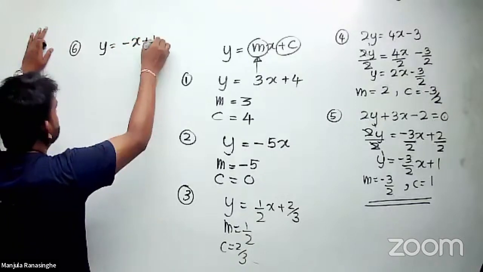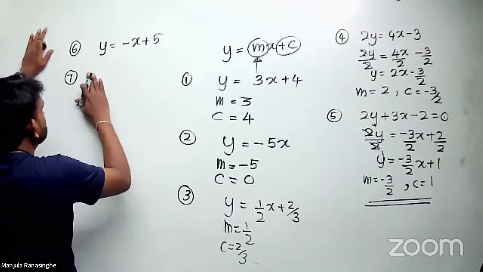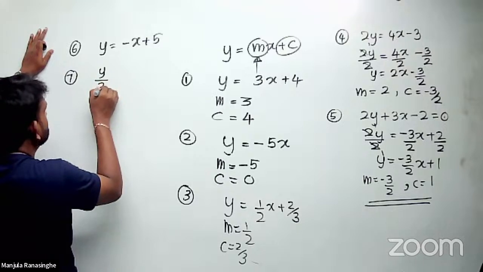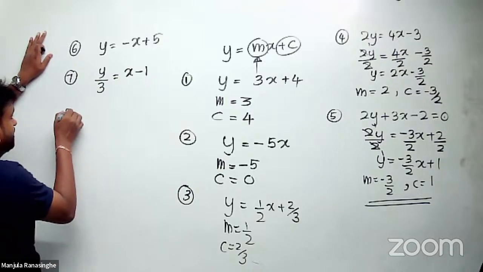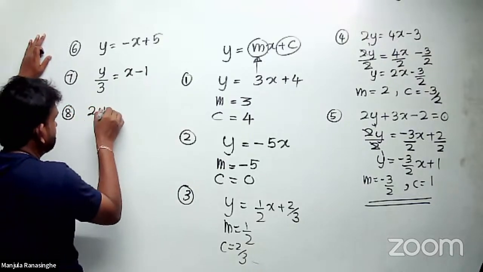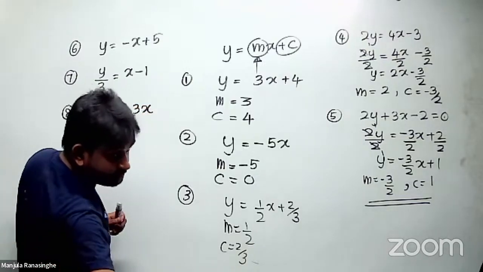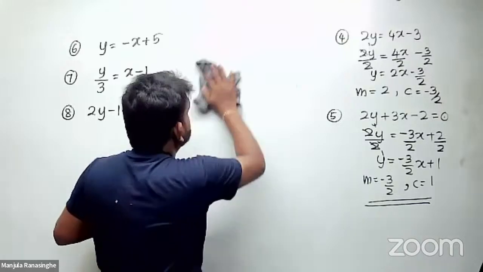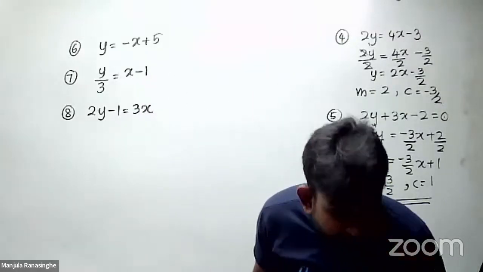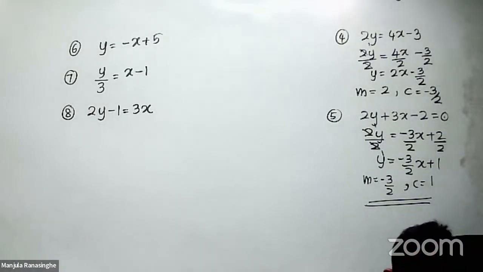y equals negative x plus 5. Try it. There is one that has not been changed. These three questions, just make y the subject. Just make y the subject and give me the answer. 6y equals mx plus c. If y is already the subject, you can give it as it is.